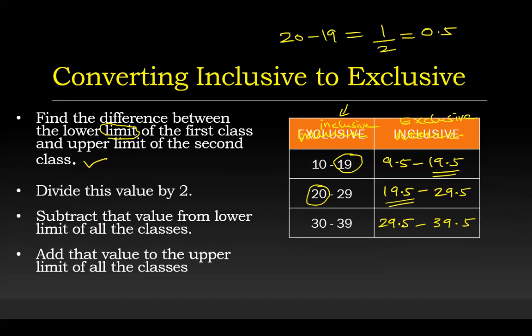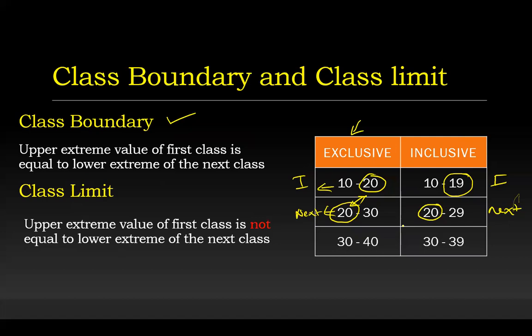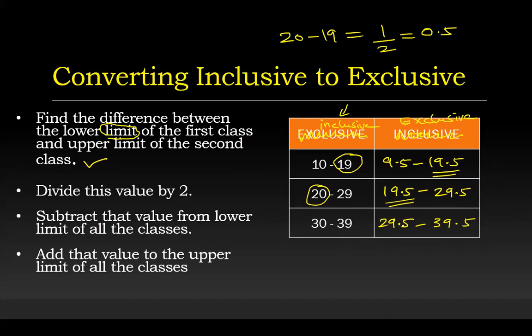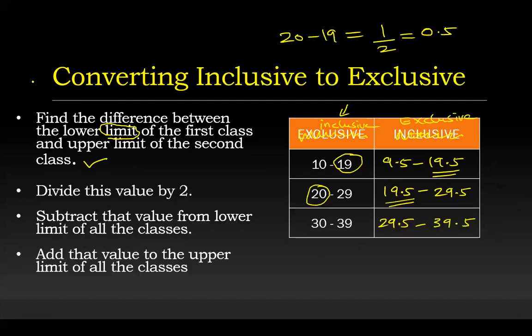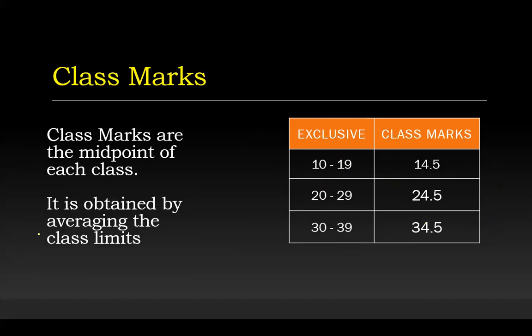Okay, so now we understood how to convert these values from inclusive to exclusive, and we are going to see what is called the class mark. Class mark is always concerned with inclusive class intervals only. So here I'm going to change this. This is not exclusive, actually this is inclusive. So I'll take the inclusive class interval. Then I am going to find the difference. I'm going to add these two and divide by 2.